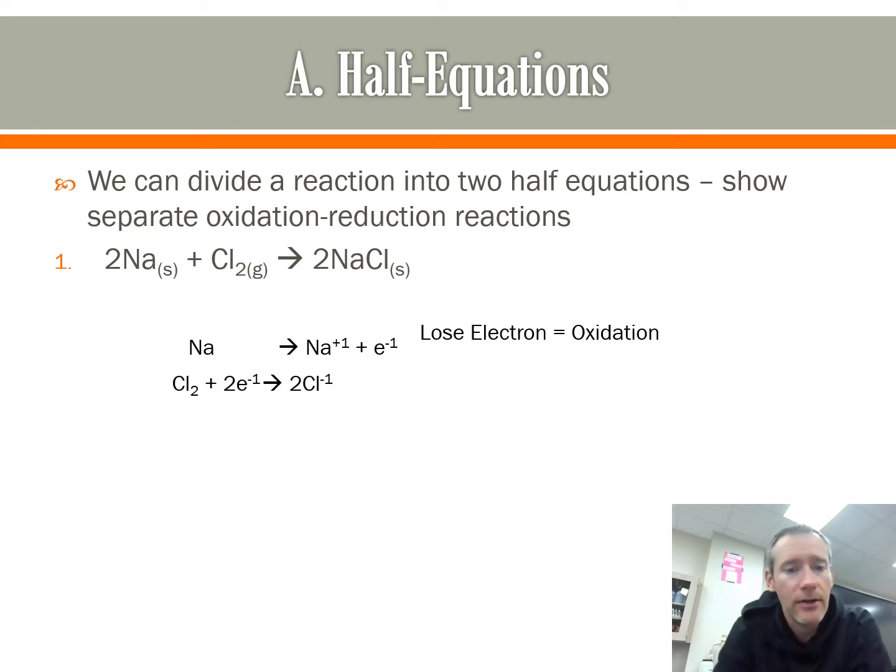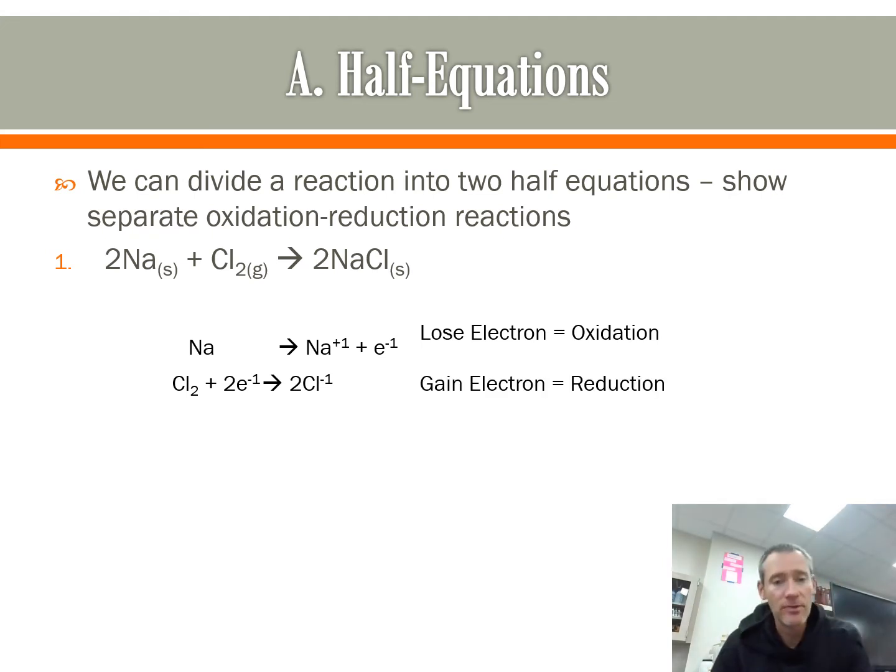Chlorine, on the other hand, is going from a 0 charge to -1, so it's gaining electrons. Now it needs 2 electrons because there are 2 atoms of chlorine. So you have to balance the charge and the atoms. If you have 2 negative on one side, you have to have 2 negative on the other. And that's being reduced. You can see the charge going from 0 to -1, so it's going down.